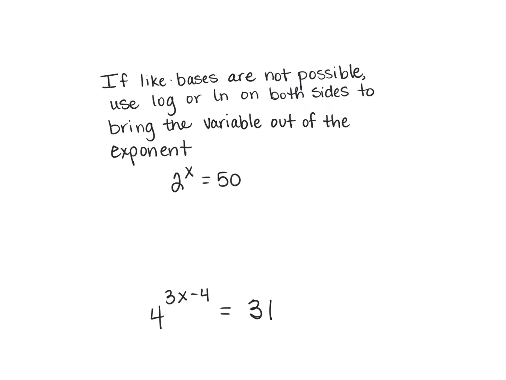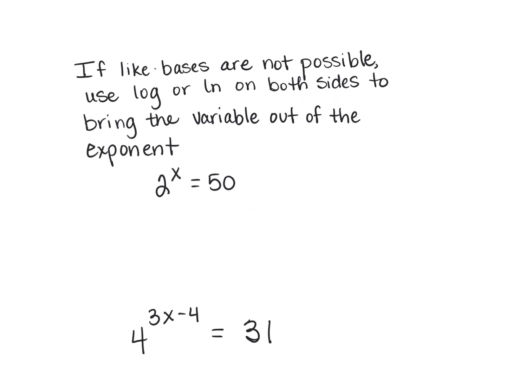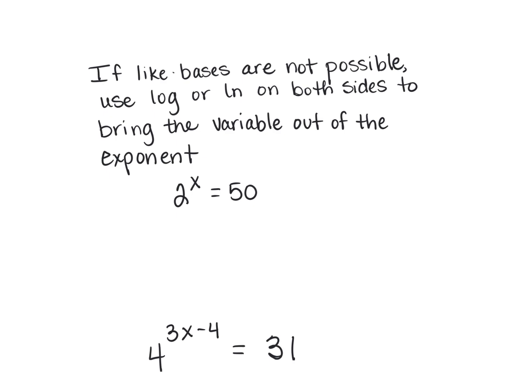So if like bases are not possible, then we're going to be using a log or a natural log on both sides. This is the mistake that kids will unintentionally make, and you're going to bring the variable out of the exponent. So in this one, I can't write 50 with a base of 2. So I'm going to take the log or natural log, and it does not matter which one you use. Okay, so I'm prone to use natural log, but you have to make sure that you do it to both sides.